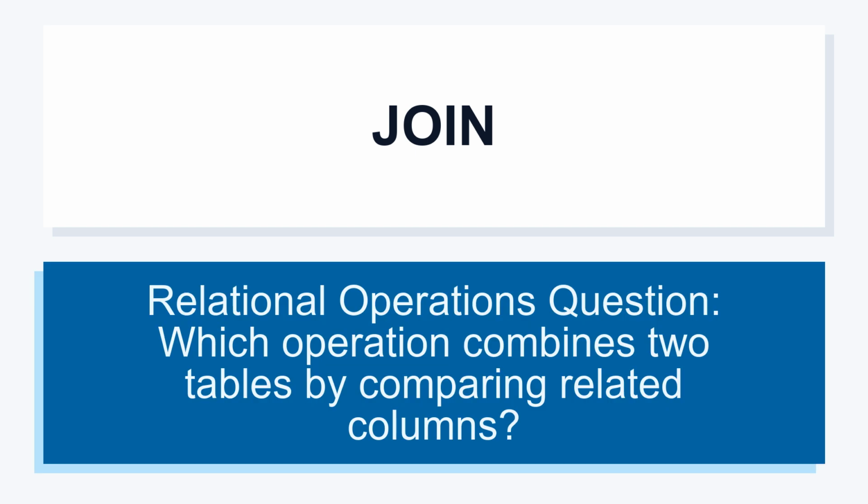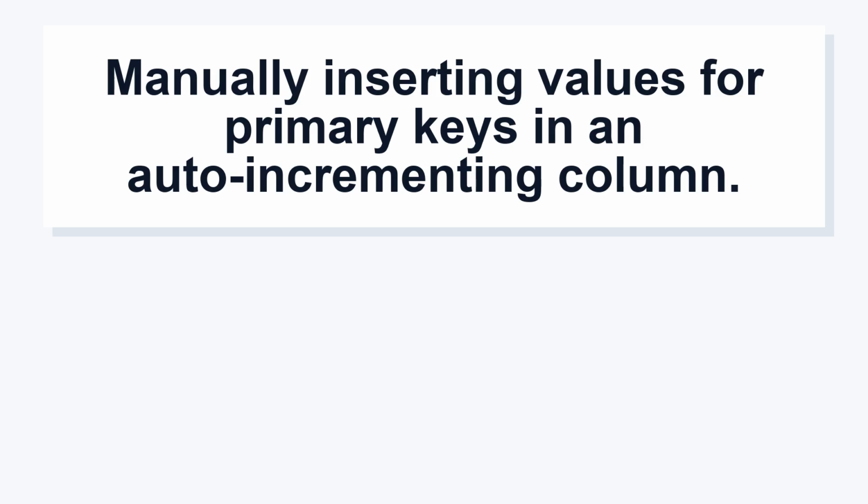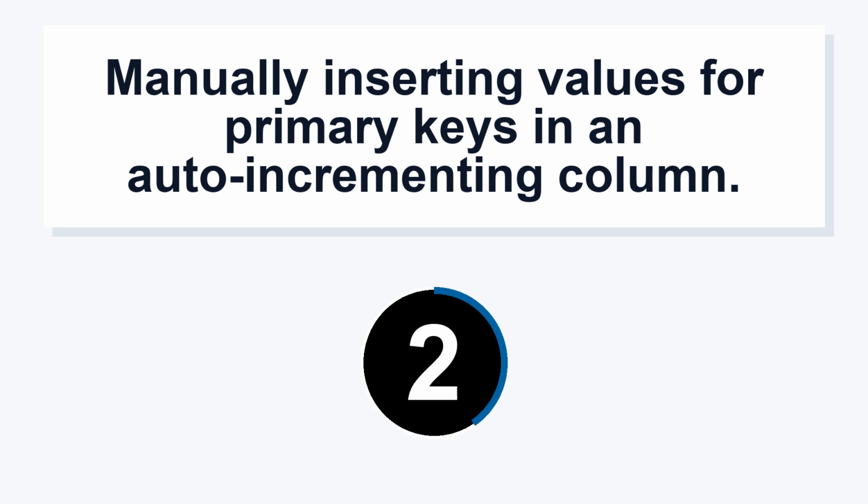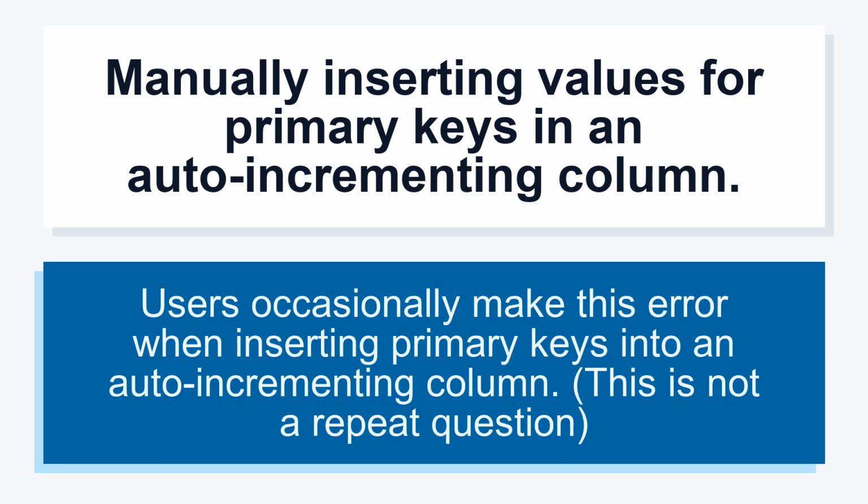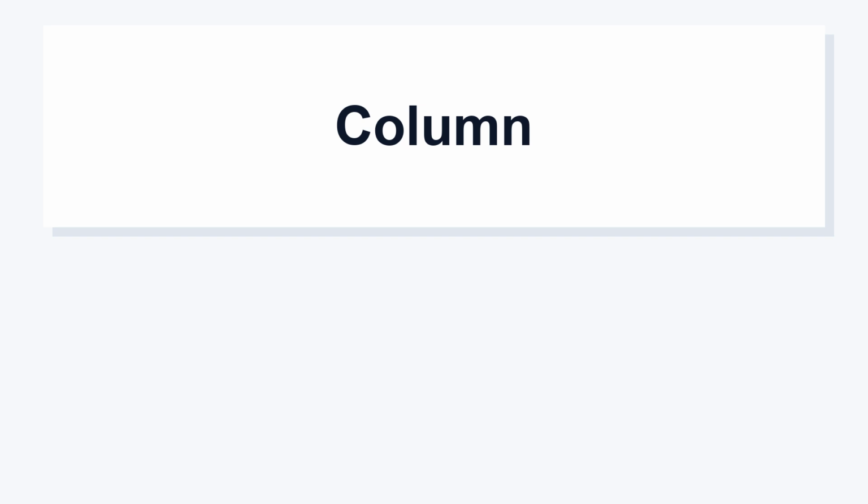Relational operations question, which operation combines two tables by comparing related columns? Manually inserting values for primary keys in an auto-incrementing column. Users occasionally make this error when inserting primary keys into an auto-incrementing column. This is not a repeat question. Column.